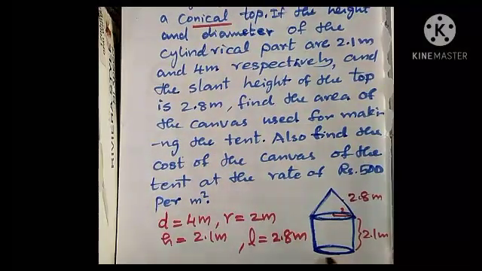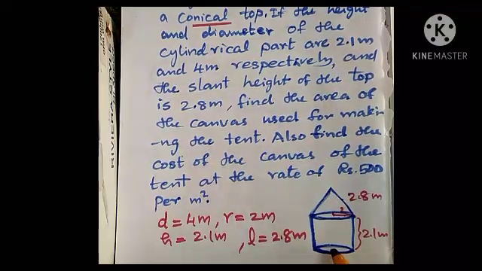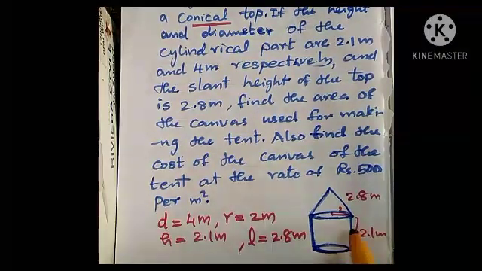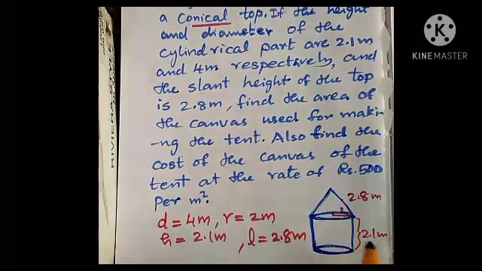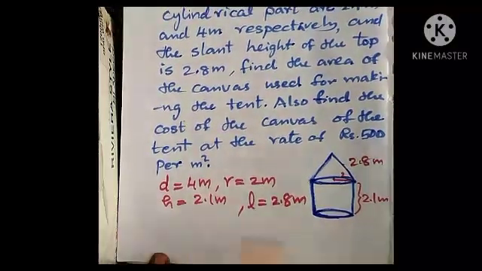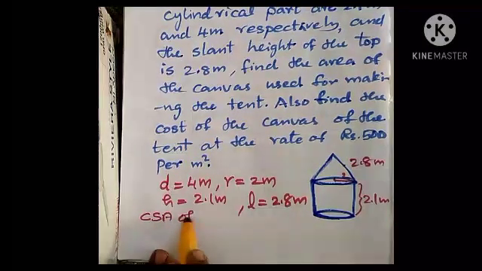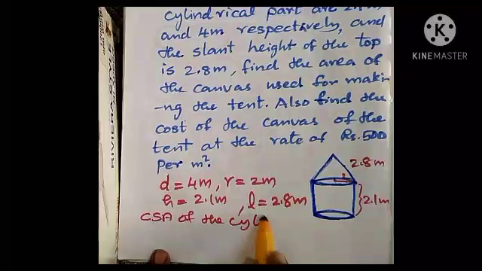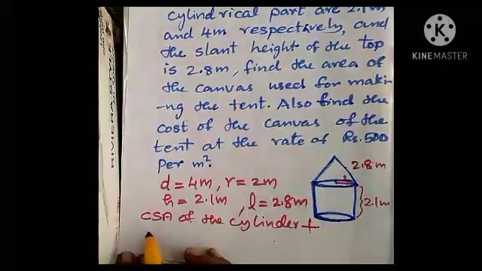Here the base is the ground. Therefore no need to cover this portion with the canvas. Okay. So we can select the CSA of the cylinder plus CSA of the cone. Understand? CSA of the cylinder plus CSA of the cone. So that you need to find.